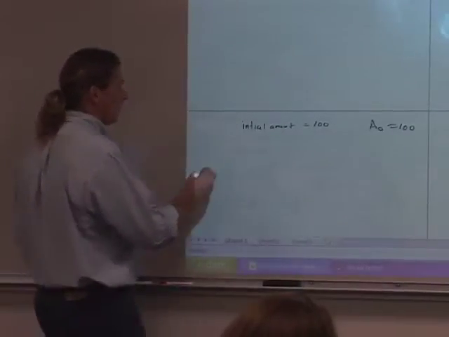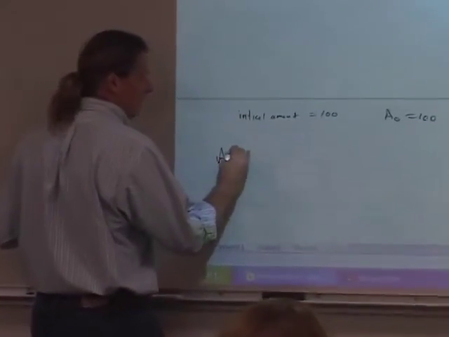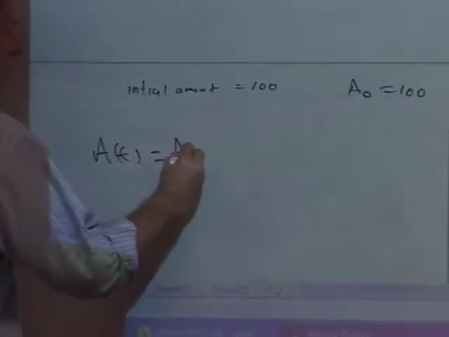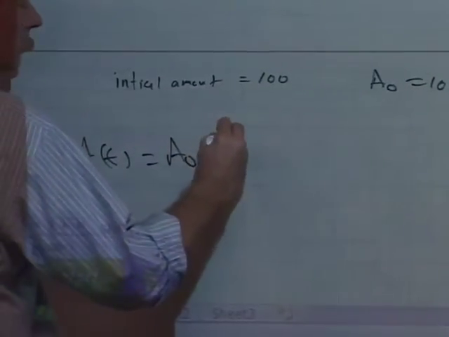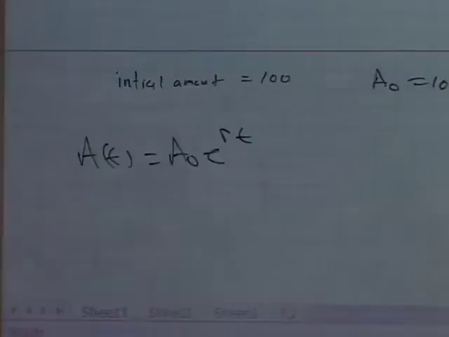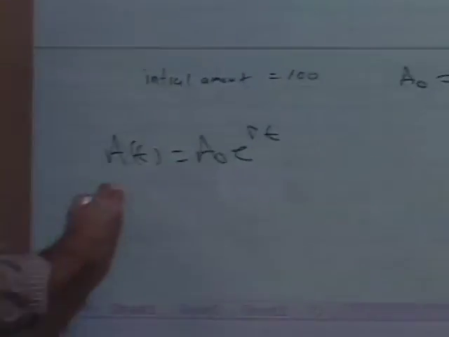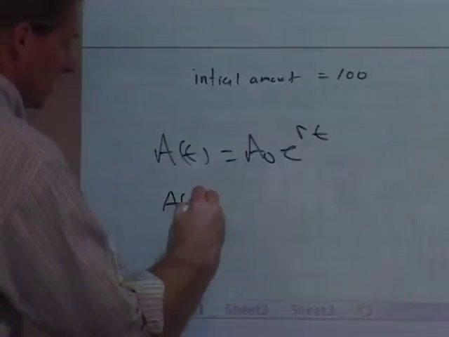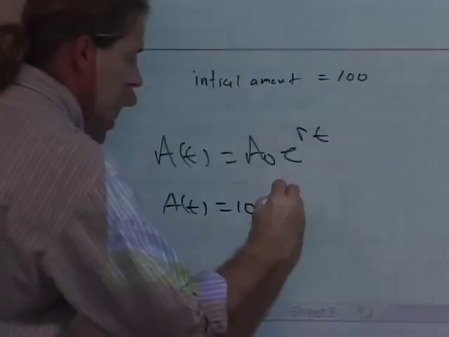Okay, we know the model. The number of aphids after t days is equal to the initial amount, A sub 0, times e raised to the growth rate times time. And we actually already have the initial value, don't we? So we can clean this up even more. This is A of t is equal to 100 e to the rt.